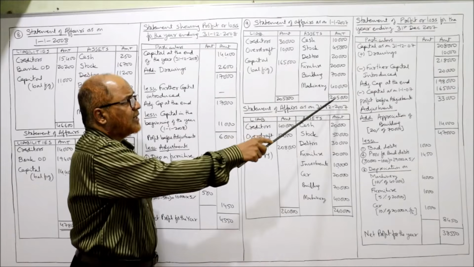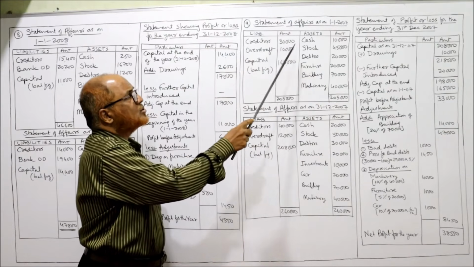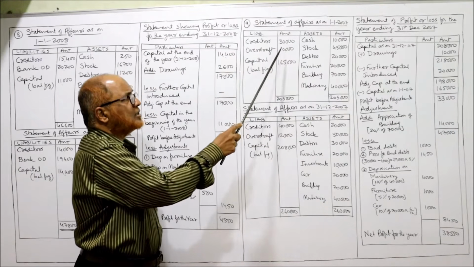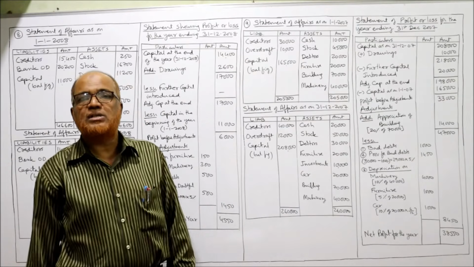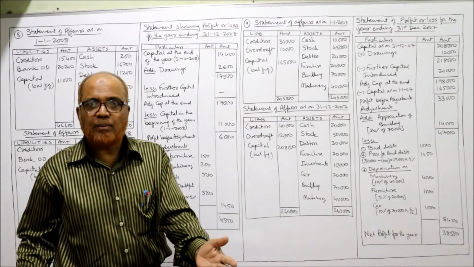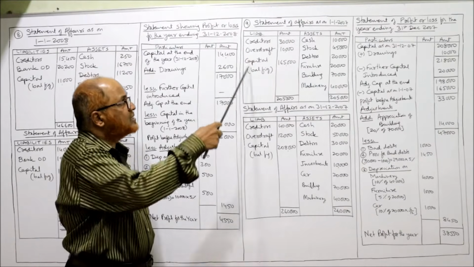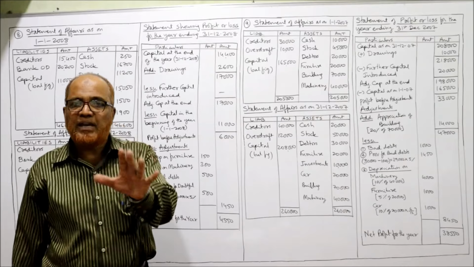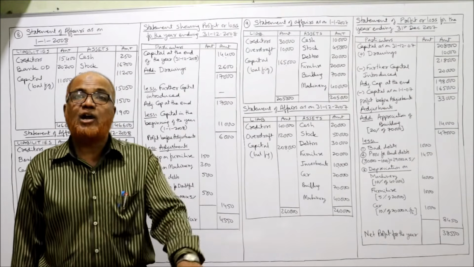Take the total on the asset side, 2,05,000. 2,05,000 minus 30,000 minus 10,000. 1,65,000 is the capital at the beginning of the year. This is not given in the problem. We have calculated it by making this statement of affairs. A similar statement of affairs we have to make at the end of the year.